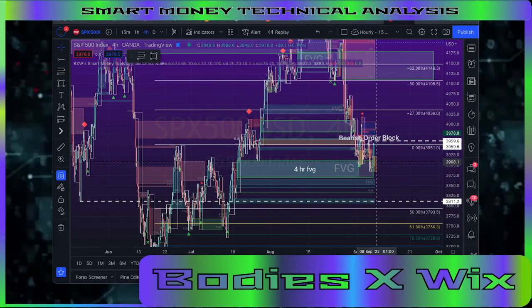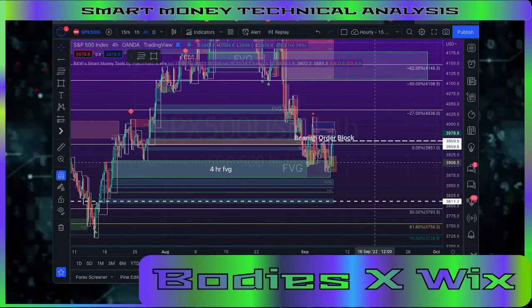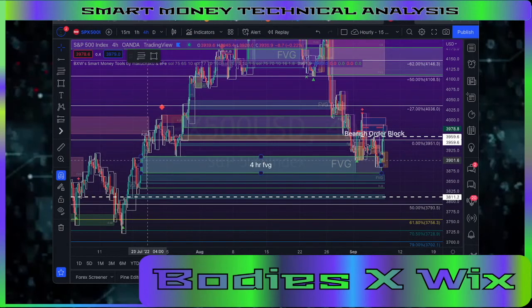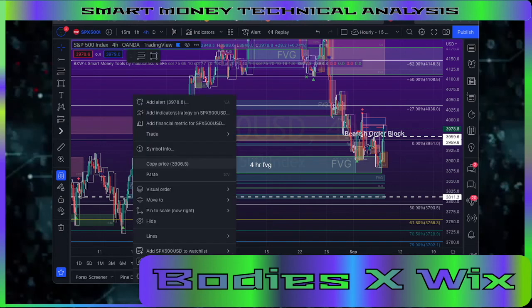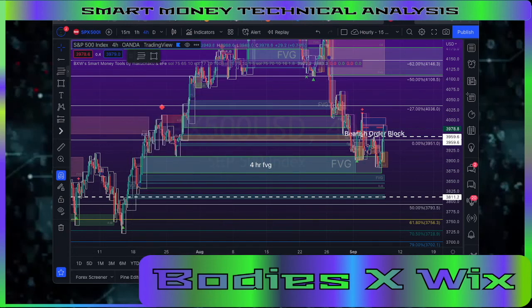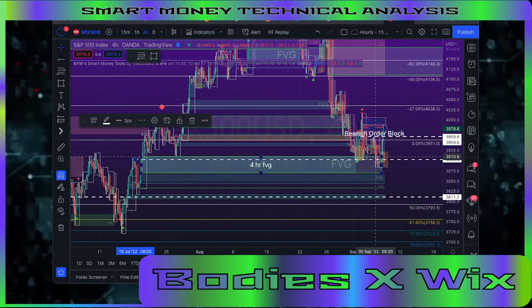So it falls back down into this 4-hour fair value gap, which, as you can see, was left open right here, wide open, and also with a bearish or a bullish order block. So a bullish order block would have been your last bearish candle before your next bullish candle closes above it. So I already have it marked there with the white. So it comes down into that area.